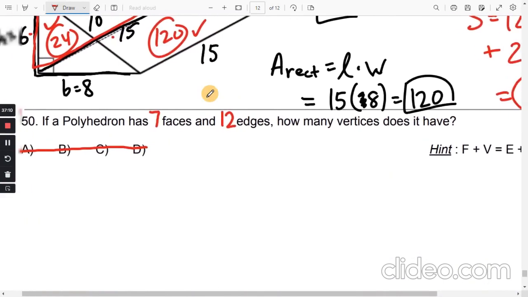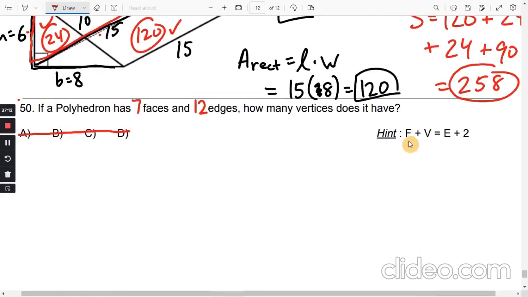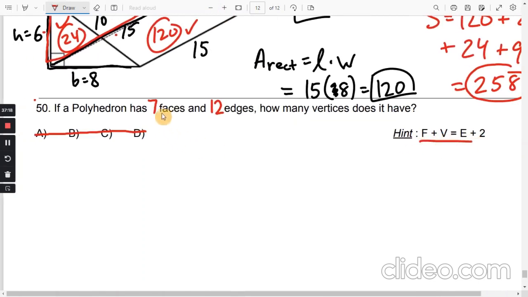Finally, the last problem. Faces plus vertices equals edges plus 2. I'll give you this formula, and it's simple. Faces is represented by the letter F. Edges is represented by the letter E. And we want to know vertices. All right, so just use the formula. For F, plug in 7. For V, we don't know. We're going to leave it.